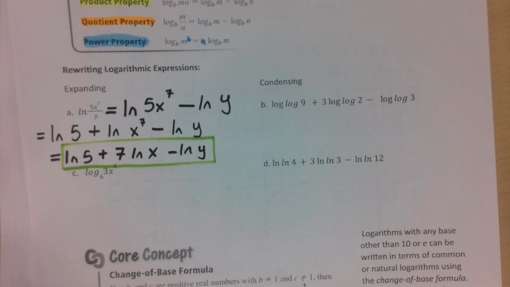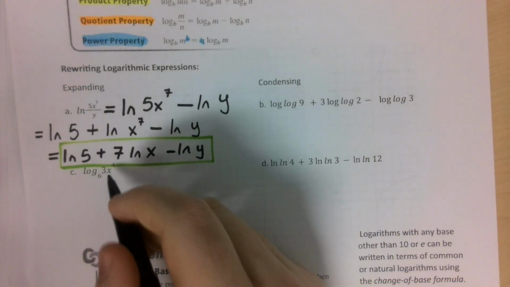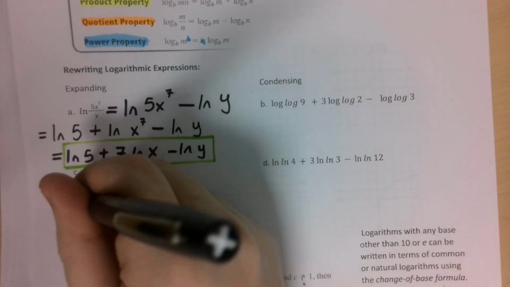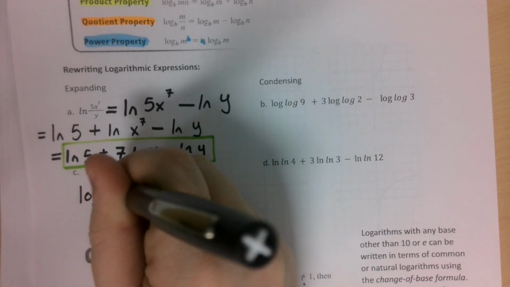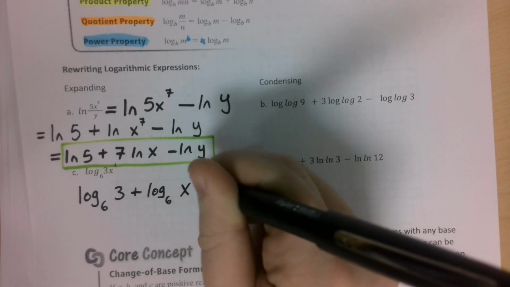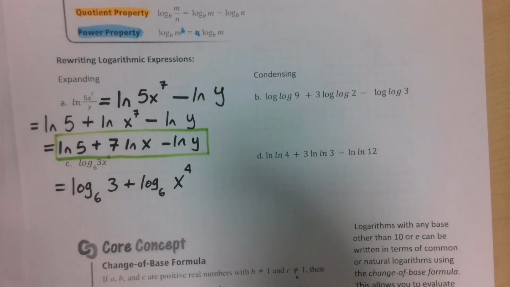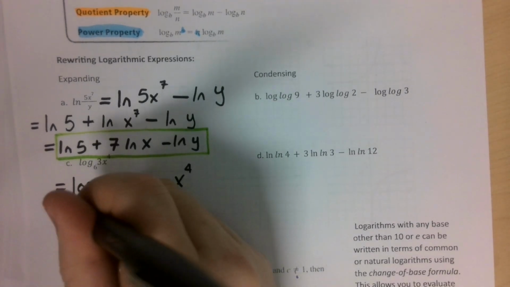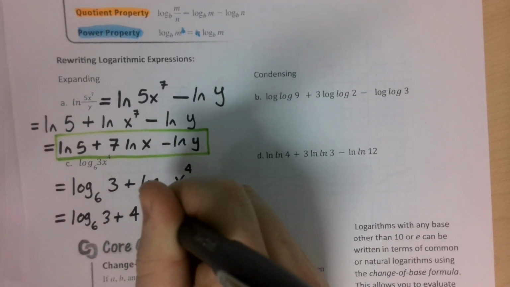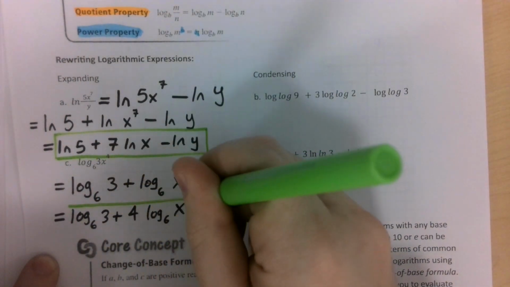How'd you do? If we take a look at C, we have log base 6 of 3x to the 4th. Well, that's just 3 times x to the 4th. So we can write it as log base 6 of 3 plus log base 6 of x to the 4th. And what do we do with exponents? We put them in the very front. So this is log base 6 of 3 plus 4 times log base 6 of x. Done. That's our expanded form.